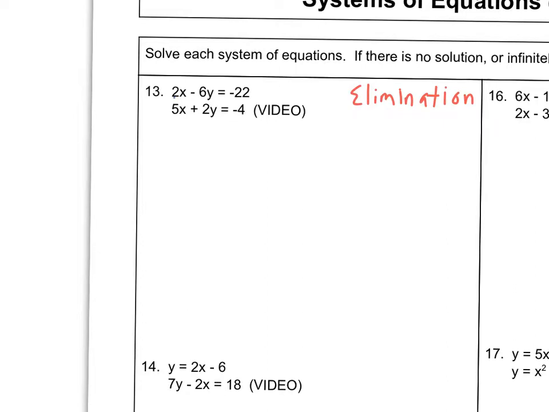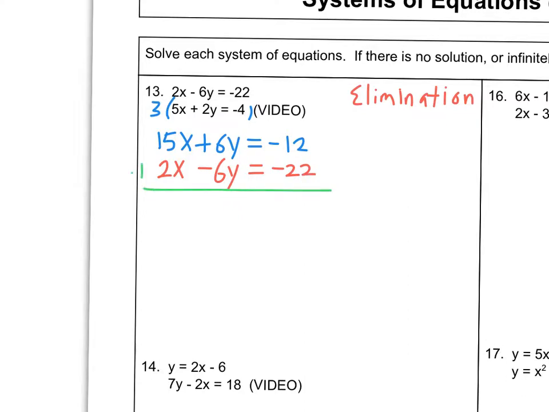And I notice that if I multiply the bottom by 3, that'll make my y coefficients, both of them, be 6. So that would end up being 15x plus 6y is equal to negative 12. And if I copy down the other part of this, 2x minus 6y is equal to negative 22. At this point, all I have to do is add the two equations together. So we've got 17x plus 0 is equal to negative 34. And that means that x is equal to negative 2.